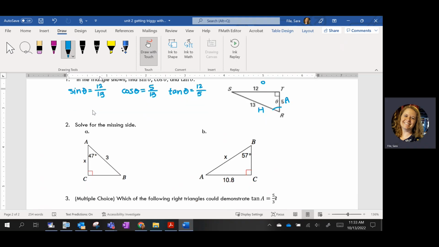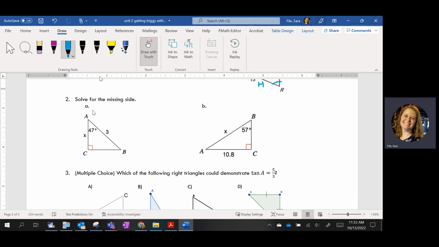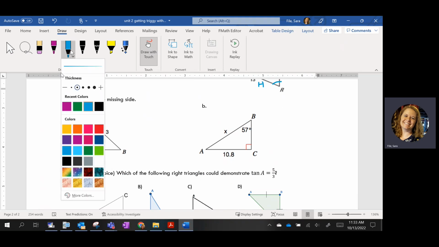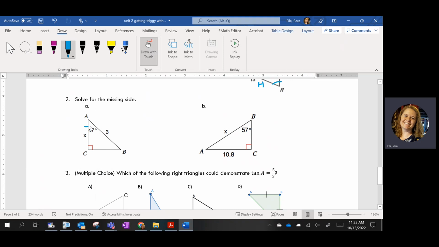Okay, so we're going to look at number 2, and we're going to label from the acute angle. So in this one, it's angle A that they've labeled 47 degrees. So from this angle, the side is opposite. This side is adjacent. And then across from the 90 is your hypotenuse. So then you have to determine what trig function, sine, cosine, or tangent, am I supposed to use to solve for that missing side?